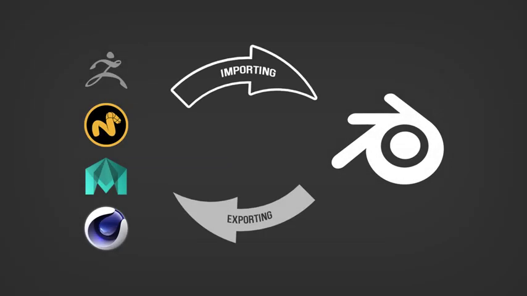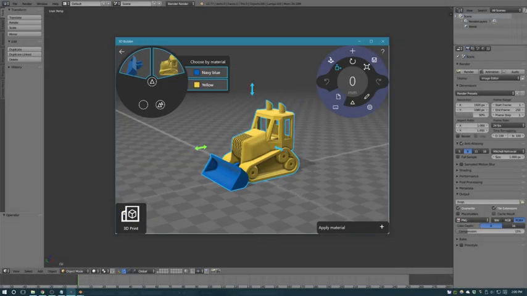Importing and exporting involves transferring content from one program to another. So for this example, we're going to export this bulldozer model out of the 3D Builder program that just comes with Windows 10, and we'll import it into Blender. And I've saved this out as a .obj file.